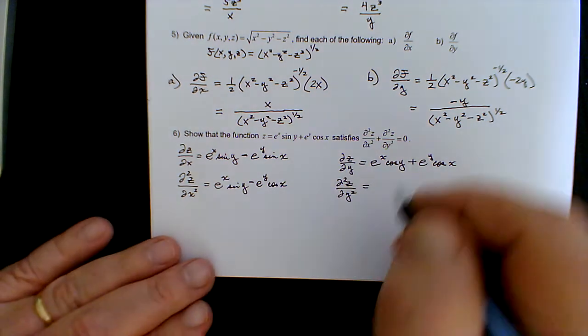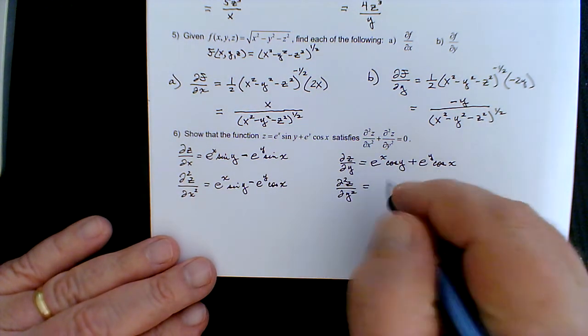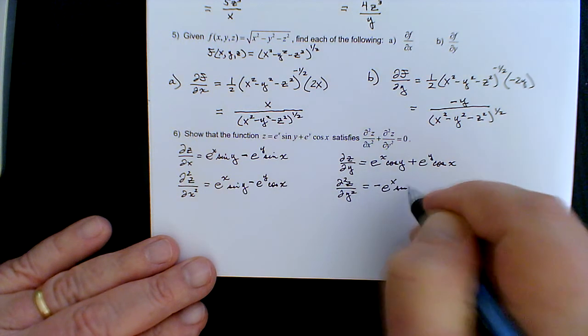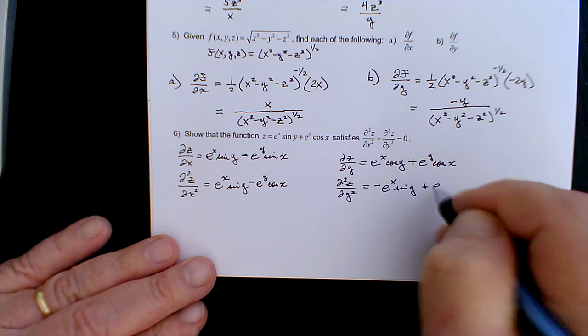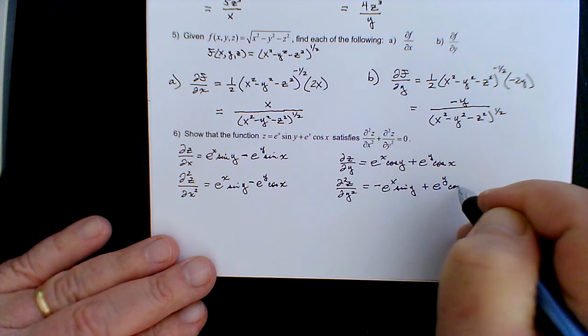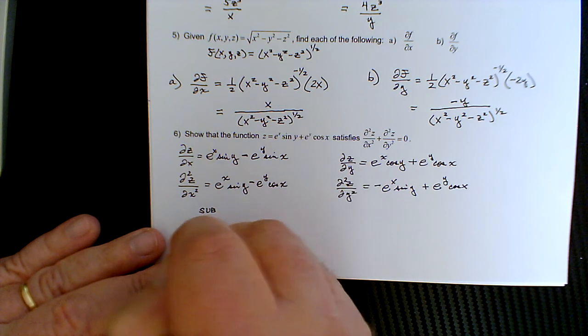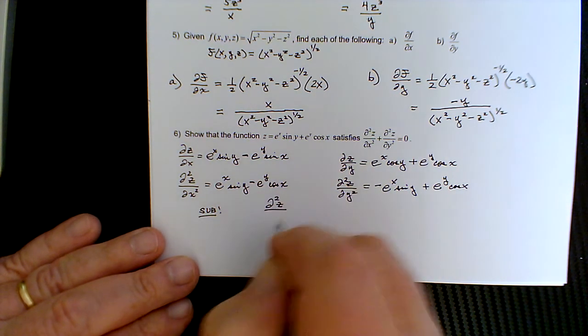So looking at the partial of z with respect to y, do it again. And we have x is held as a constant, so derivative of cosine, minus sine, so minus e to the x sine of y, and then plus the derivative of e to the y is e to the y, and the cosine of x tags along again. Alright, so now we substitute to verify, and here's the equation we want to verify.